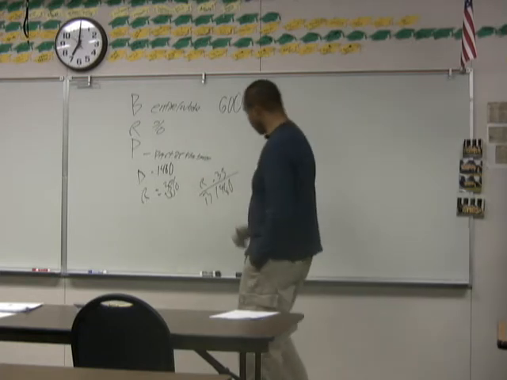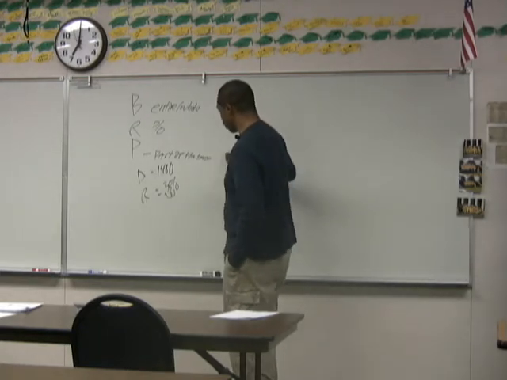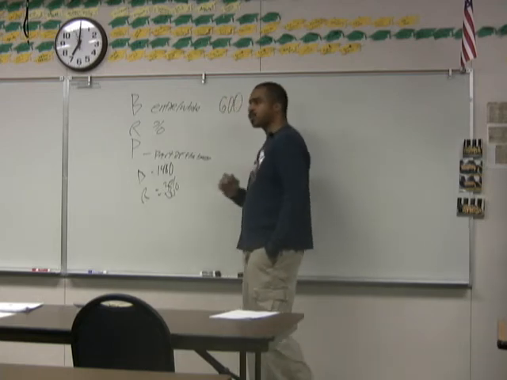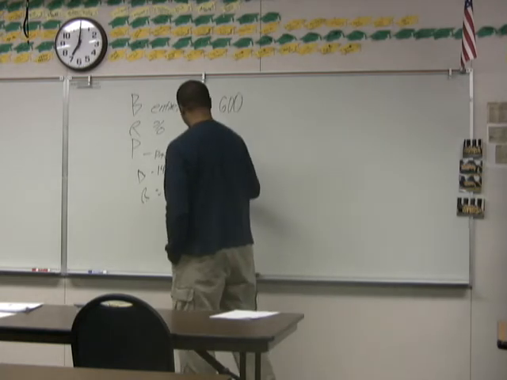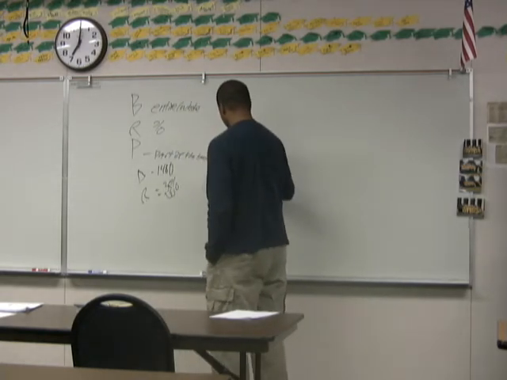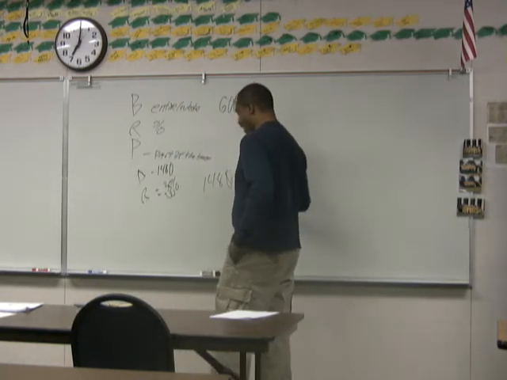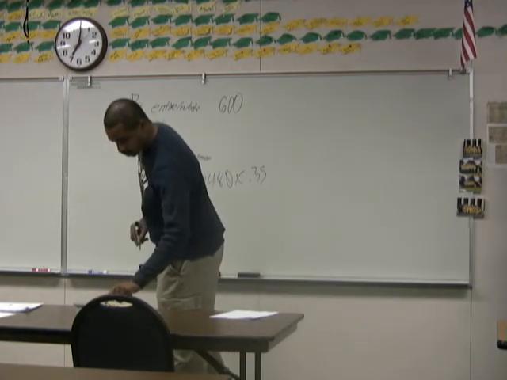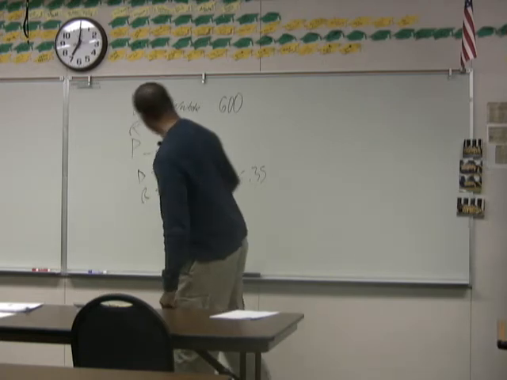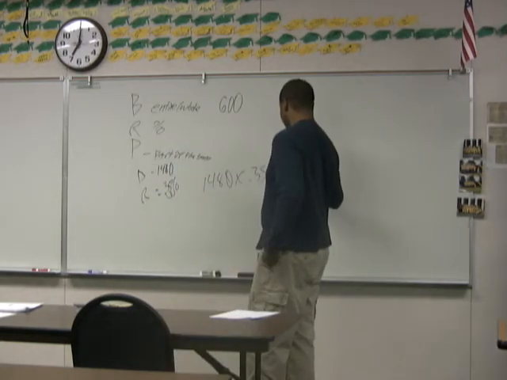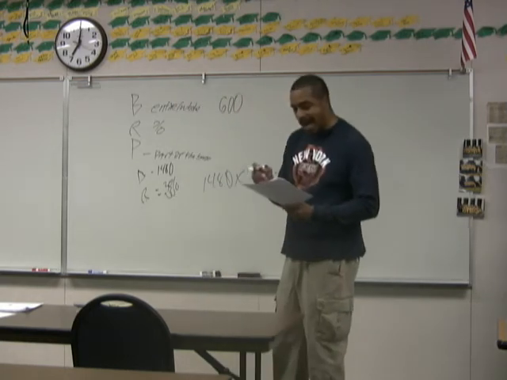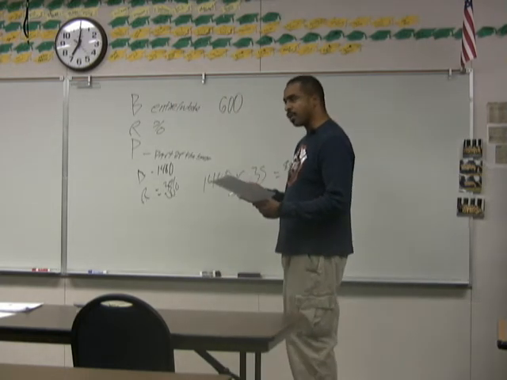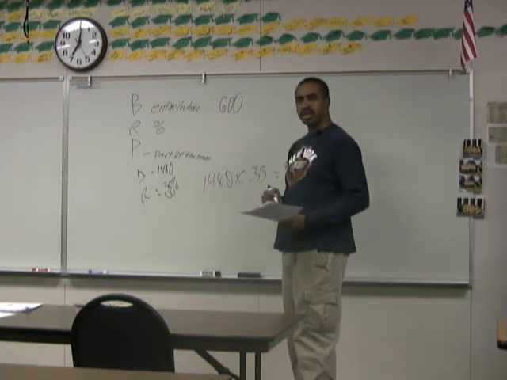So that's not right. So let's look at it again. We have the base and the rate. What do we do if we have the base and the rate? Multiply 1480 times 0.35. So you get 518. So let's go back and make sure we're answering the question here. How much were his rent and credit card bills each month? They were $518.